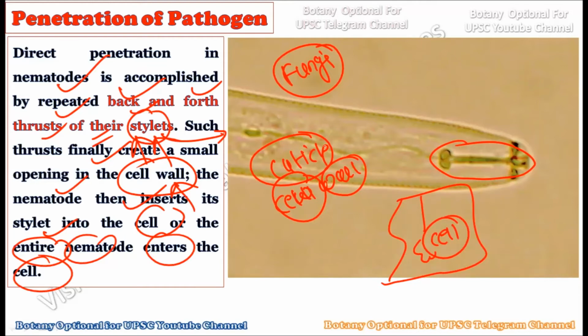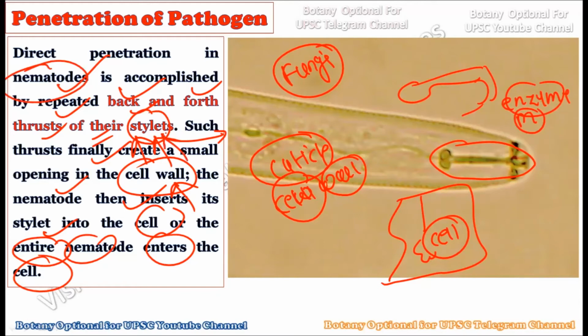And it is also not like the fungi, because fungi first have to create the germ tube, then the germ tube has to produce some kind of enzyme, then after the enzyme there should be some mechanical force as well, so that there can be breakage in the cuticle and the cell wall. But here the nematode directly possesses the stylets, and uses the stylet to create the hole within the plant body, and hence they can easily enter within the cell.